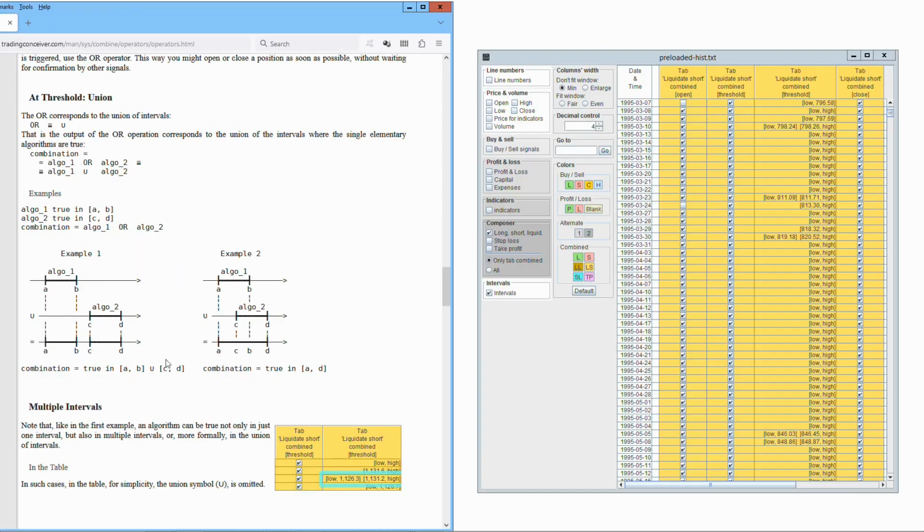Note that, like in the first example, an algorithm can be true not only in just one interval, but also in multiple intervals, or more formally in the union of intervals. In such cases, in the table, for simplicity, the union symbol is omitted.